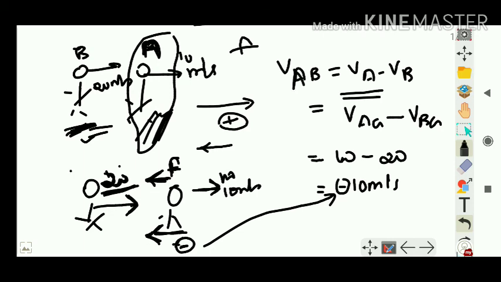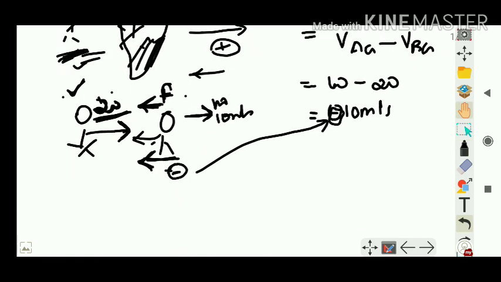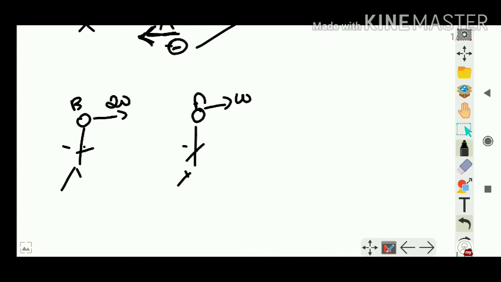With respect to B, A appears to be moving in this direction. That is the meaning of this negative sign. Clear? Right. Now, let's say that A is turning and looking at B. It is the same scenario. See, this is our A, and this is our B. A was moving at 10 and B at 20. So with respect to B, since he has the higher velocity, A appears to be moving towards him.